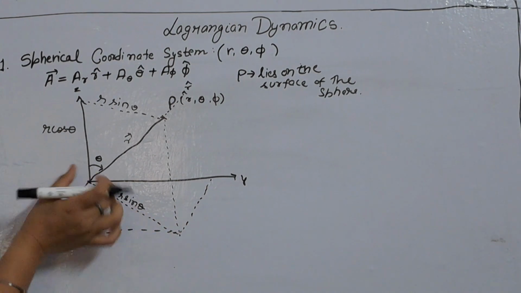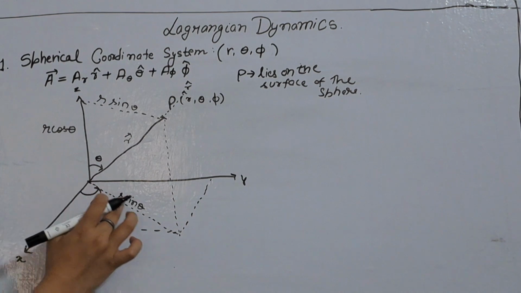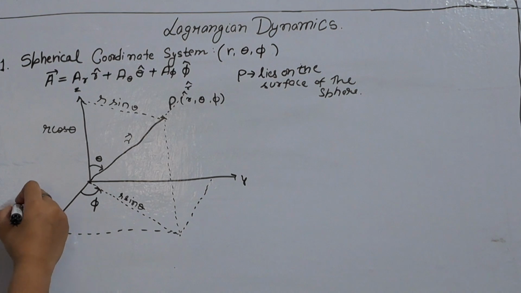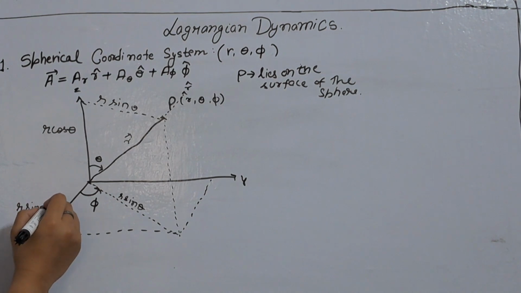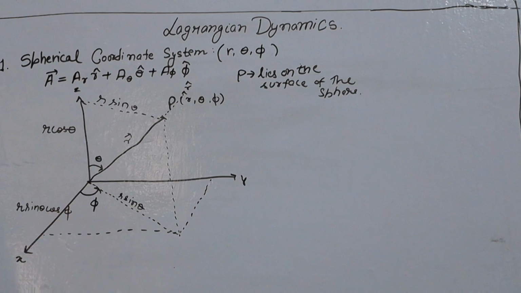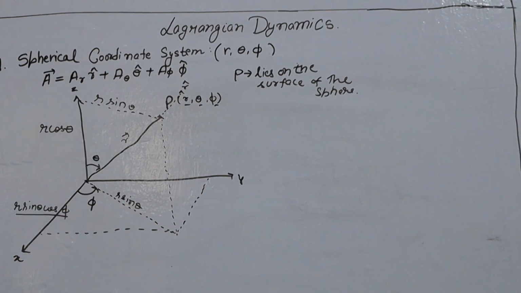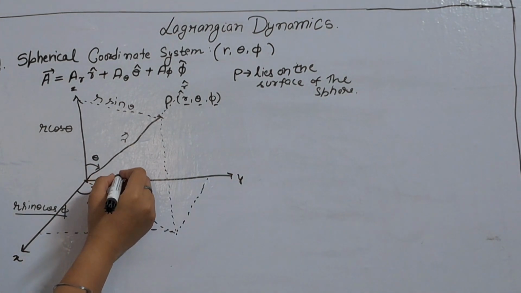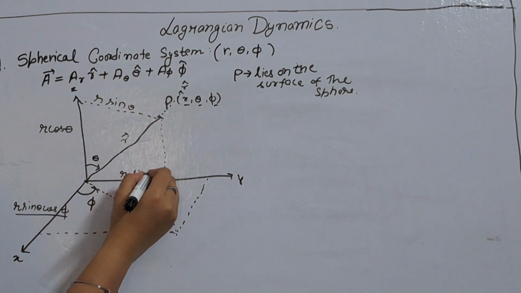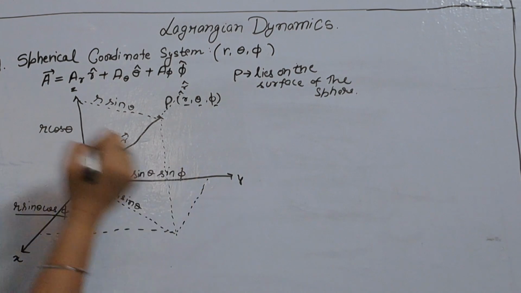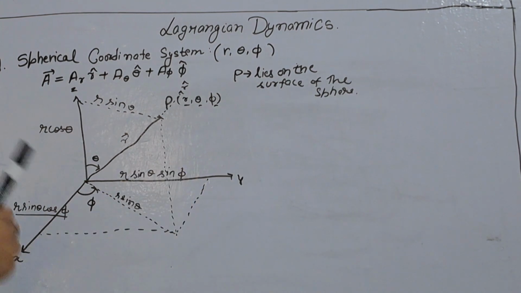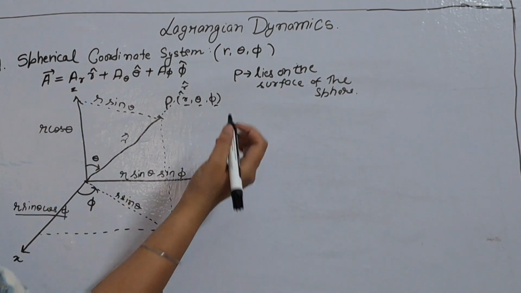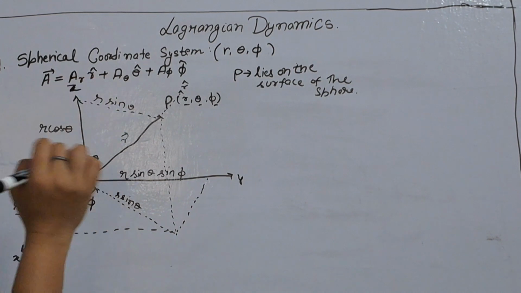Phi and r sine. So along this we'll get r sine theta cos phi. Along the y-axis we get r sine theta sine phi. Now, how are we going to write x, y and z? What are the x, y and z points?